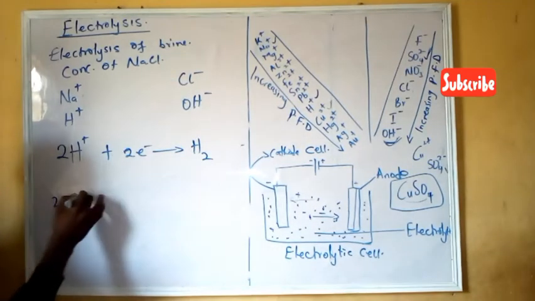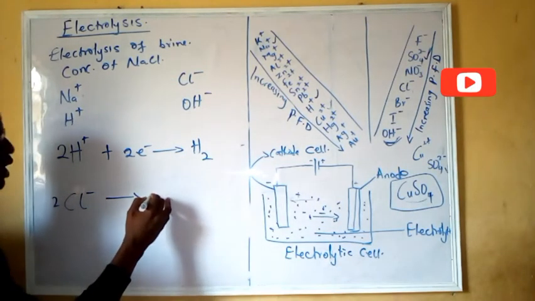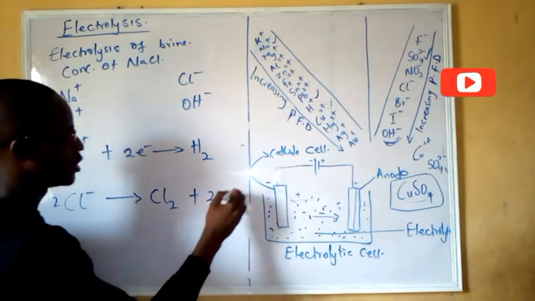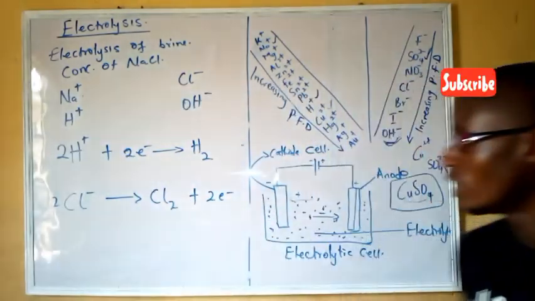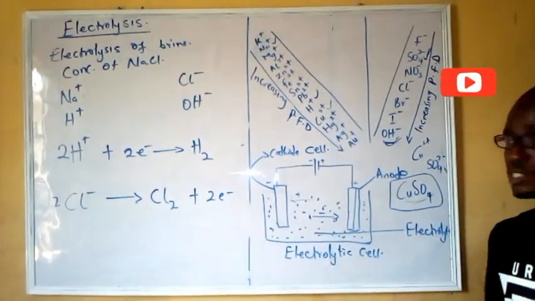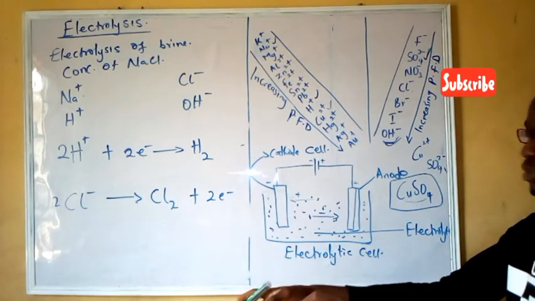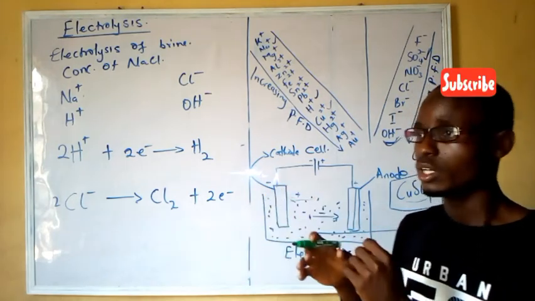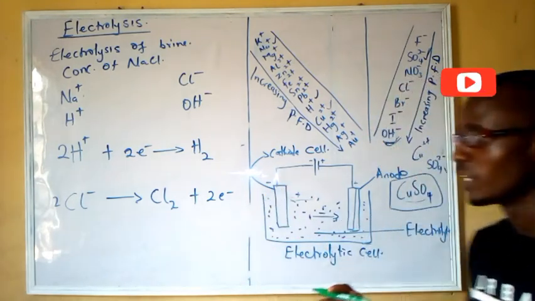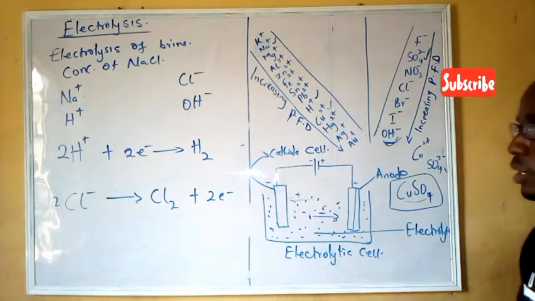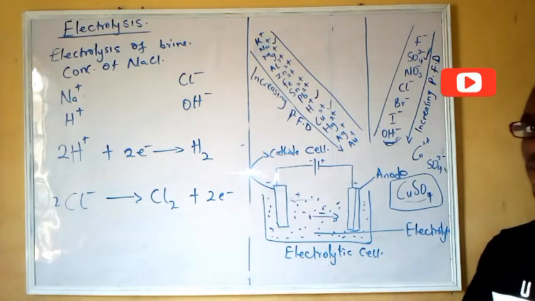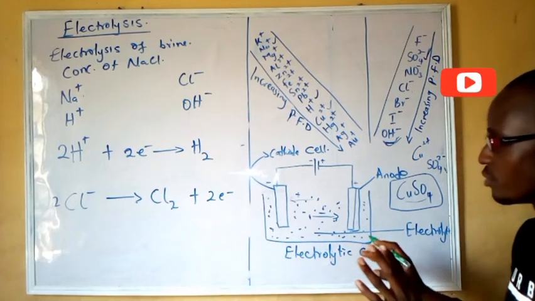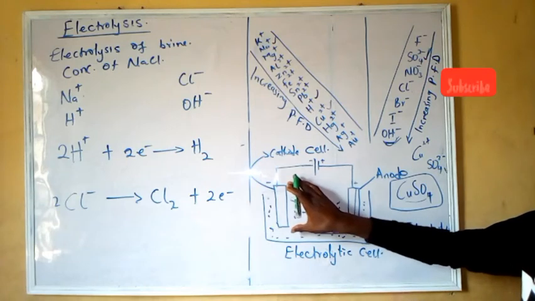So we have 2Cl- losing 2 electrons to become Cl2. What happens at the anode is that the anions, the negative ions, lose electrons to the anode, which is positive. Then when the cations get to the cathode, they accept electrons from the cathode. The process of losing electrons is oxidation. The process of accepting electrons is reduction. So the type of reaction that takes place at the cathode is reduction.